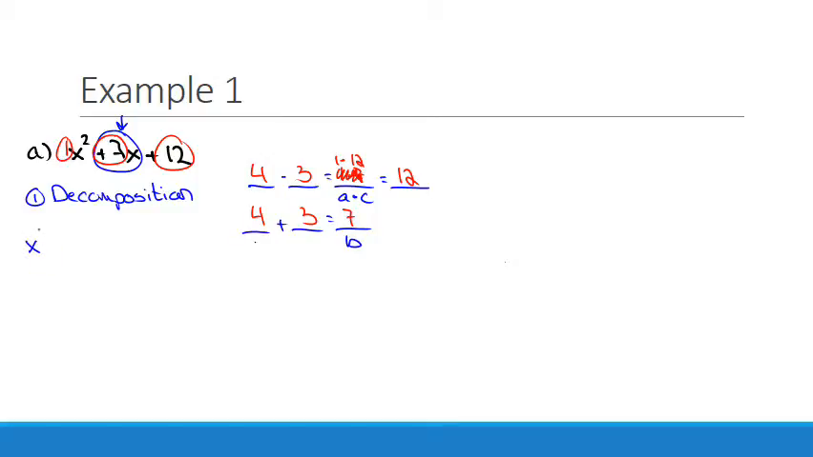So I get x squared plus, now it doesn't matter what you write first. I'm going to say 4x, then I'll say 3x. If you went the other way, it would be fine. Now we have our 4 terms. Now we can use grouping.